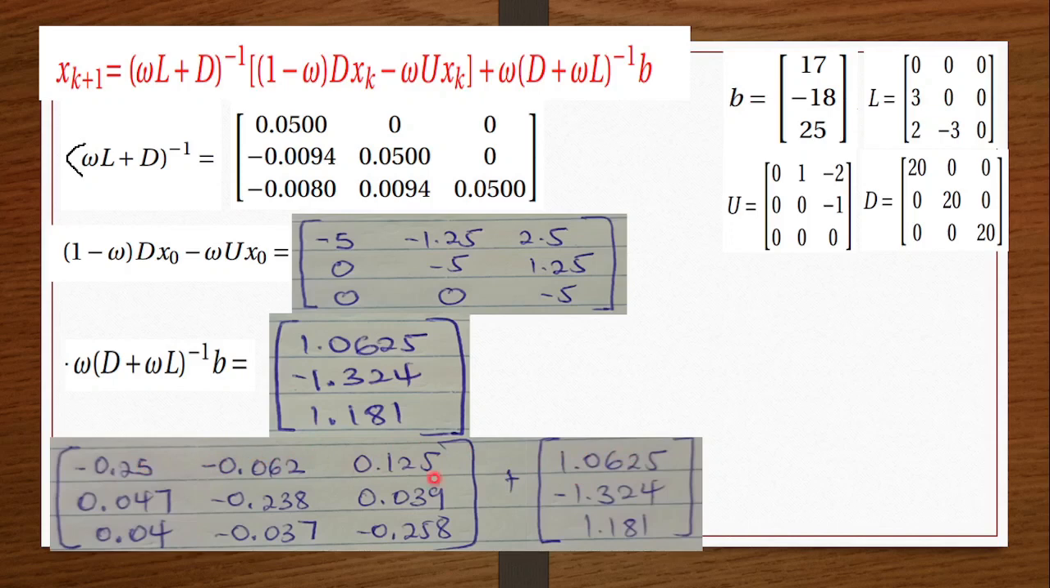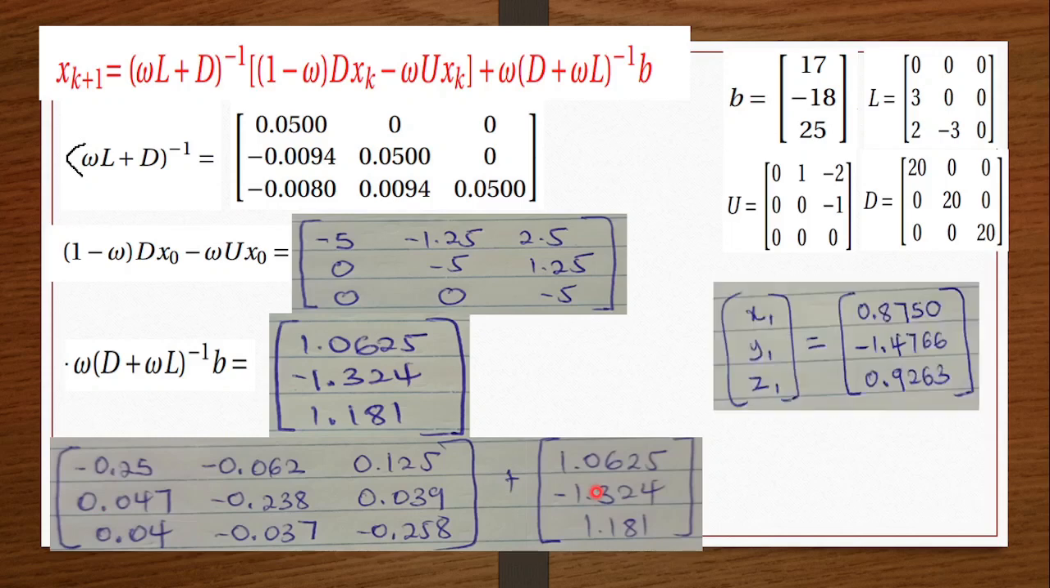So as you have it here, you're not going to add them as matrices but as vectors. So you add everything on the first row, then add everything on the second row manually, and then add everything on the third row. When you add all of them, you're going to have your x1, y1, and z1. So this will be our final solution for x1: 0.8750, y1: negative 1.4766, and then z1: 0.9263. So as I said, don't add them as matrices on the calculator.